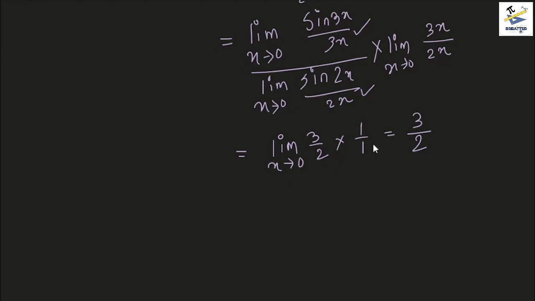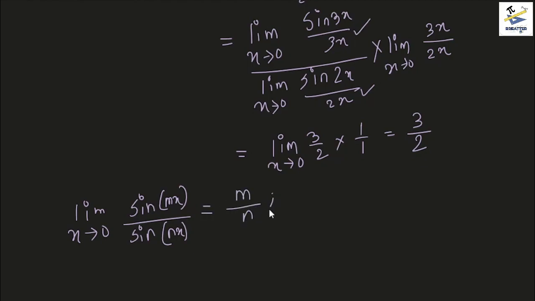We can come to a general conclusion on this part, that whenever we are trying to evaluate a limit of this kind, this would be equal to m by n, and without loss of generality we can add that n is not equal to 0, right? So this all in all is the basic fundamental idea in the whole thing.